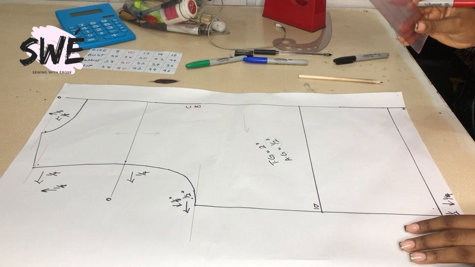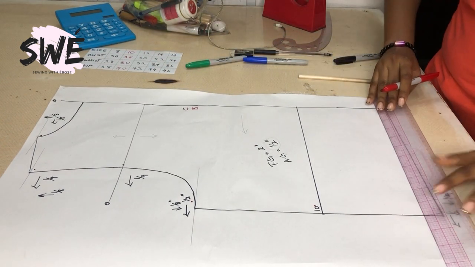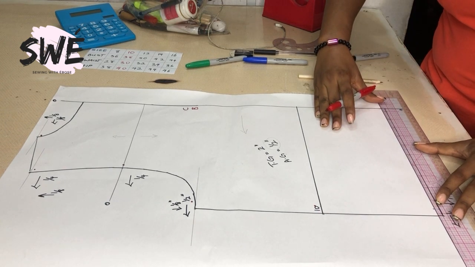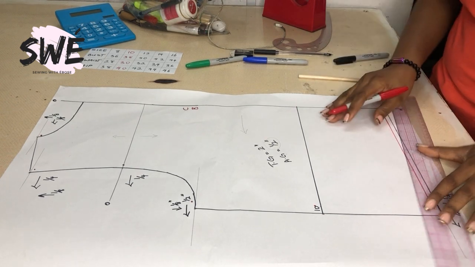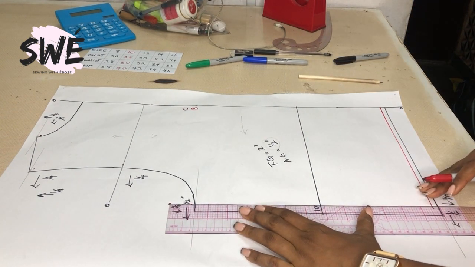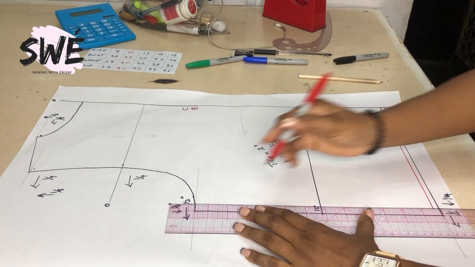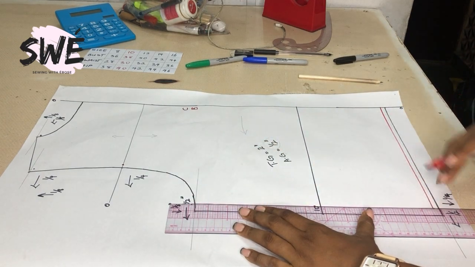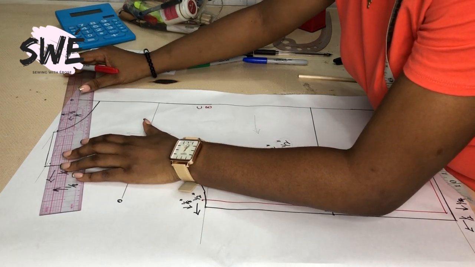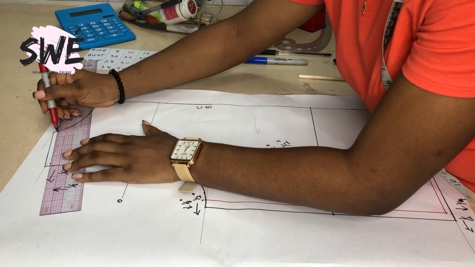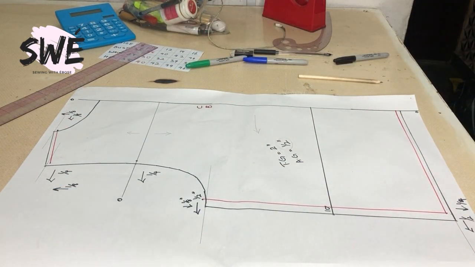So all we are going to do now is join all these dots together, dot to dot, size it, passing through each dot. Let me join all the straight lines first, then we'll join the curves later. So I've joined all our straight lines.